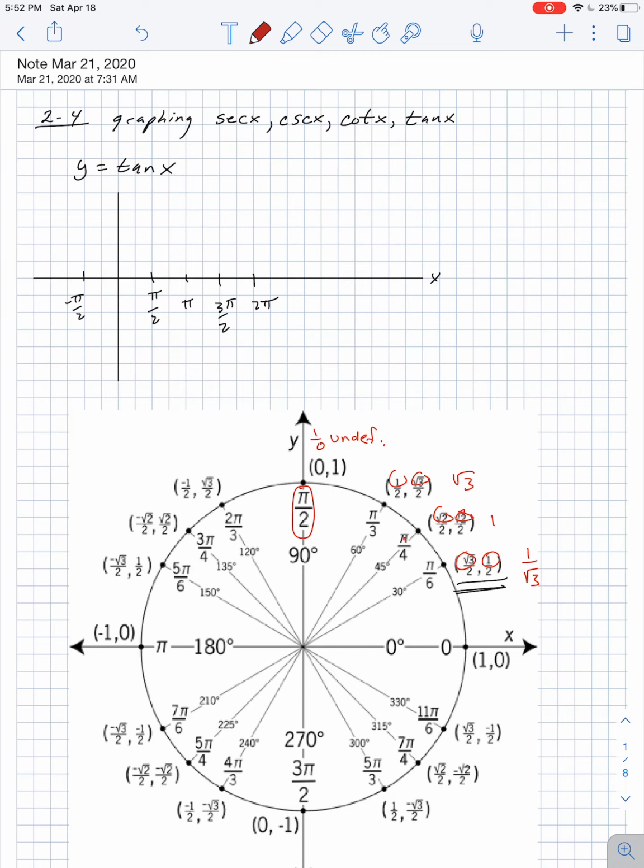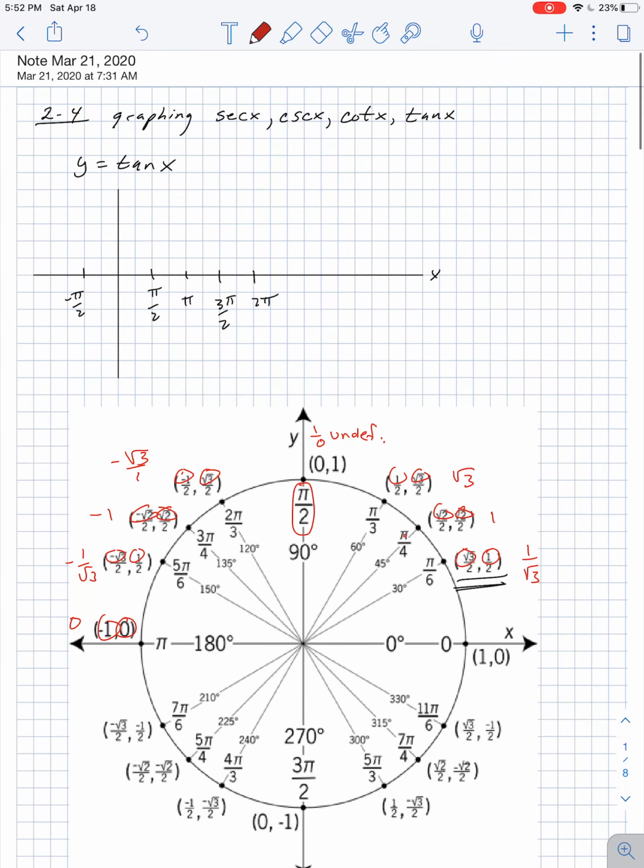Okay, and I want you to notice something about the pattern here. Let's come over on this side. Y over x here is negative root 3 over 1, or negative root 3. Here it's going to be negative 1, and here it's going to be negative 1 over root 3. 0 over negative 1 is actually 0. It is defined there, okay?